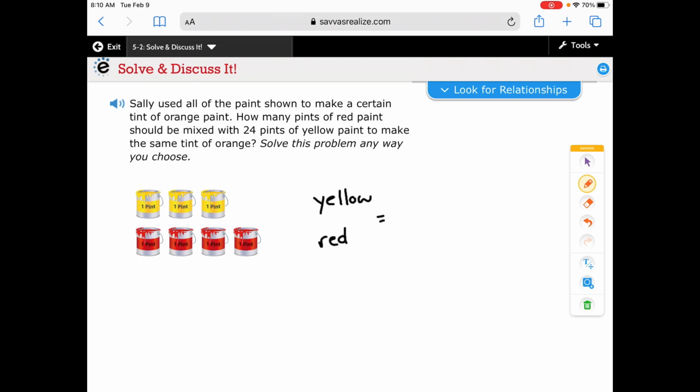So we know starting out that we have 3 yellow paints to 7 red. We're going to need to use 24 of the yellow in order to get our orange that we want to mix. So we're looking for this right here. What is it times 3 that can get us 24? Well, it's 8. Oh, I don't know why I wrote this. This should be a 4. So 8 times 4 will get us 32, so we'll need 32 pints of red paint in order to get our orange.